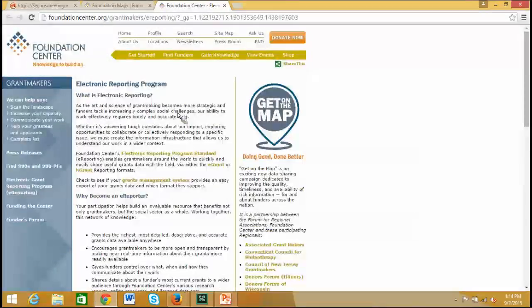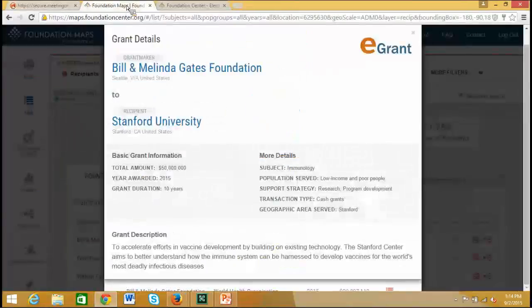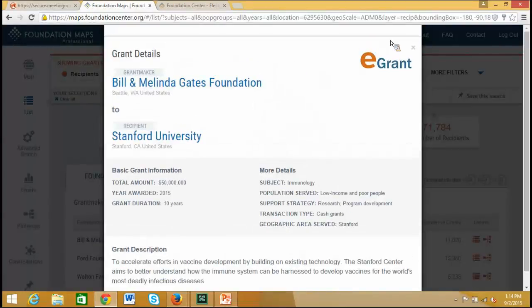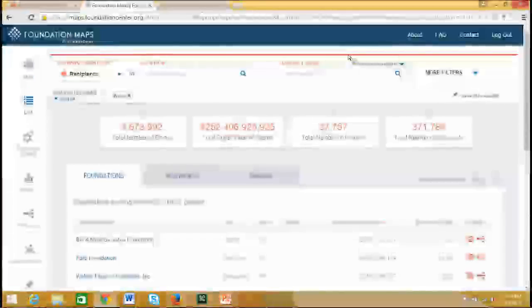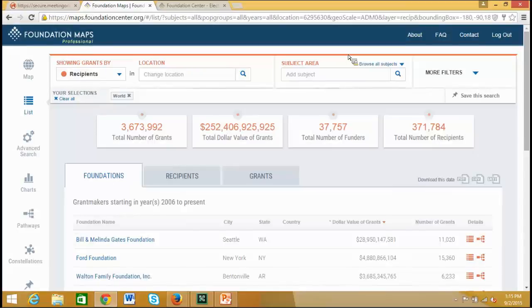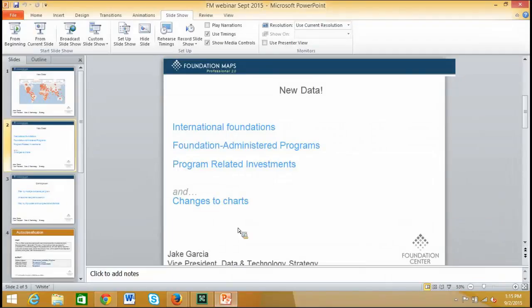So if any of you are curious about the e-reporter program, just find a big grant, see a recent grant, and click on the e-grant icon, and you'll be able to get all the information about that. Before I go on and talk about the exciting stuff that's coming down the pike in the next couple of months, I want to take a moment to see if anybody has any questions about any of this stuff. Again, the topics: international foundations, foundation-administered programs, program-related investments, or any of the changes to charts or e-reporting.